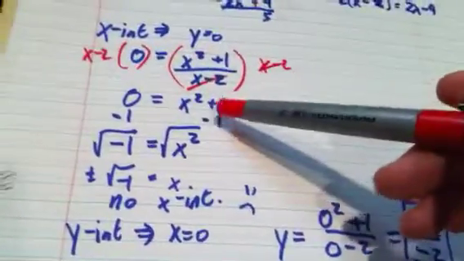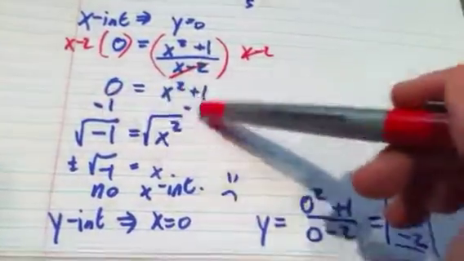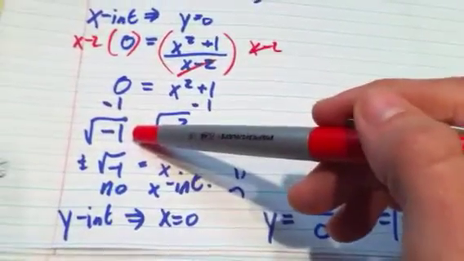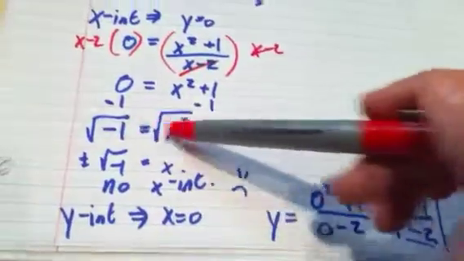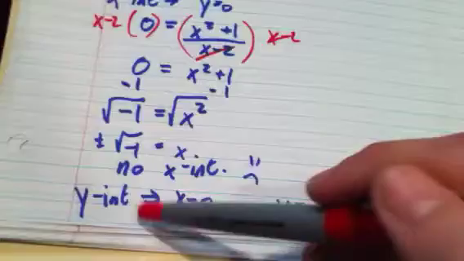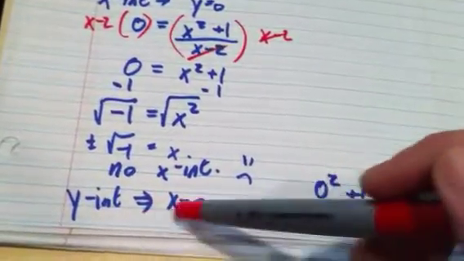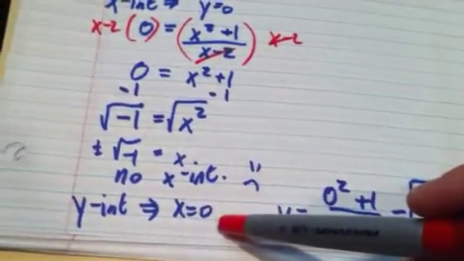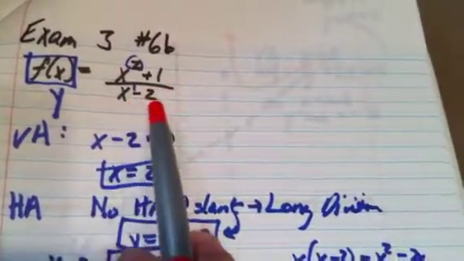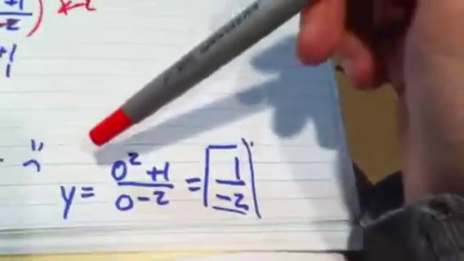When I do that, I subtract the 1 from both sides, and when I take the square root, I'm taking the square root of a negative number, which is just no good at all. There's no solutions to this, so there are no x-intercepts. When I come to my y-intercept, I can always find a y-intercept by letting x equal 0. So plugging in x equals 0 all the way back into my original equation, y will equal 0 squared plus 1 over 0 minus 2. I do that down here, and I get 1 over negative 2.